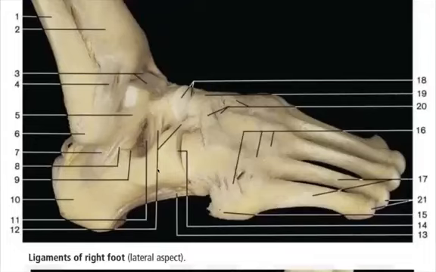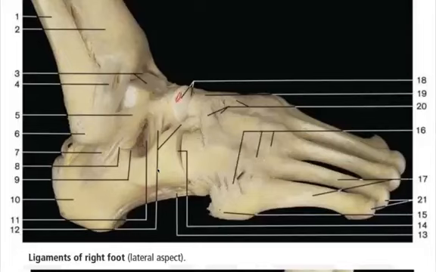Fantastic. Now we have to know about a few joints from this picture. The first joint we have to know is number 18. It is showing a joint. Talonavicular or calcaneonavicular joint? Calcaneonavicular. Between the talus, calcaneum, and the navicular. Fantastic. It is the talocalcaneonavicular joint.